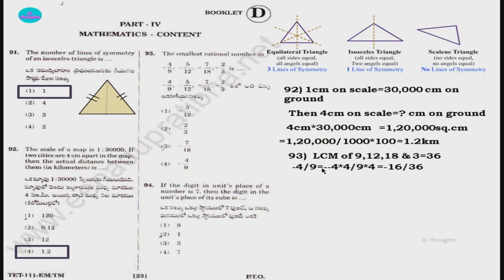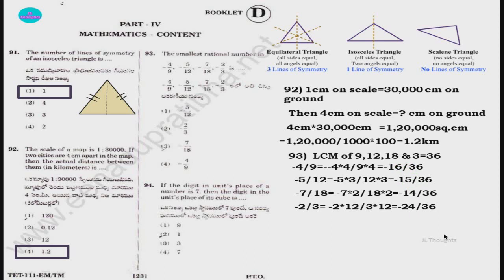Now, minus 4 by 9 means to make it into 36, what will we do? We'll multiply by 4 on numerator and denominator. So 4 into 4 is minus 16 by 36. Like that we'll do for all. So minus 5 by 12 means minus 15 by 36. Similarly, minus 7 by 18 will get minus 14 by 36. For minus 2 by 3, you will get minus 24 by 36.